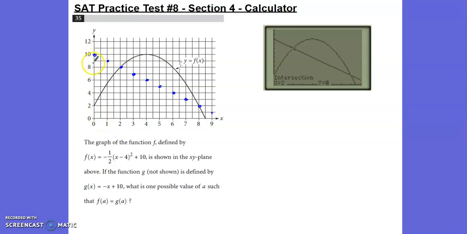So a rise of negative 1 and a run of 1 would actually be down 1 grid line and then over 2 grid lines, just due to the weird scale. We don't have a consistent scale on the x and y axis here. So that makes doing this by hand a little bit tricky.